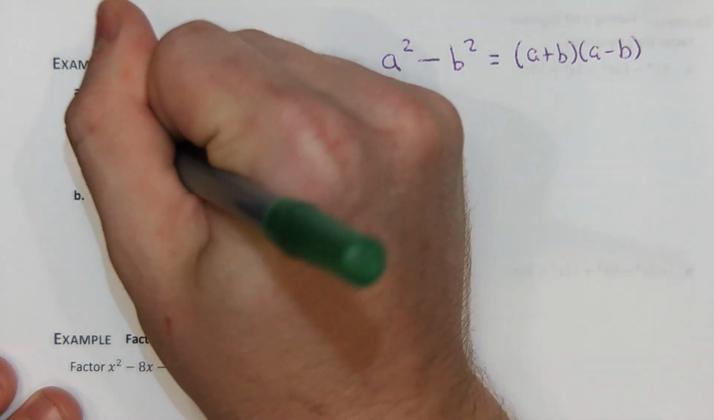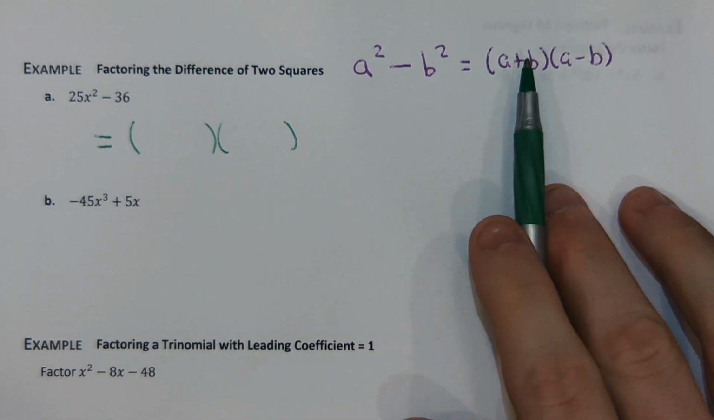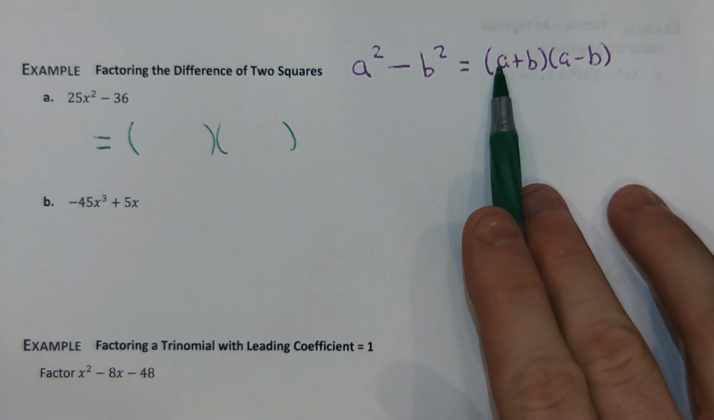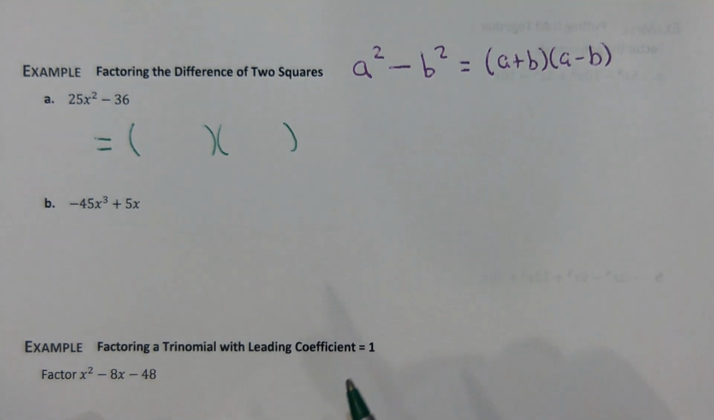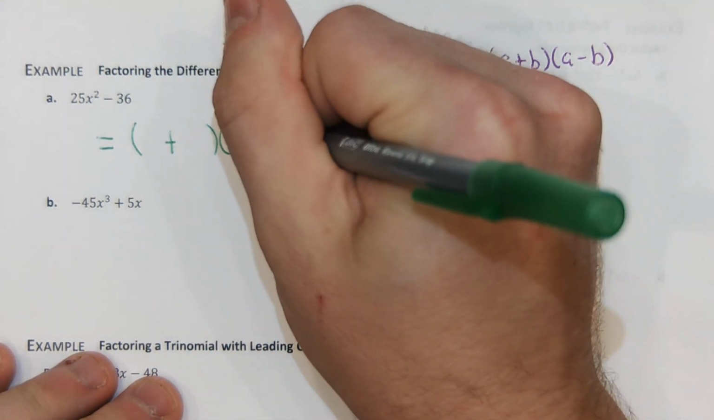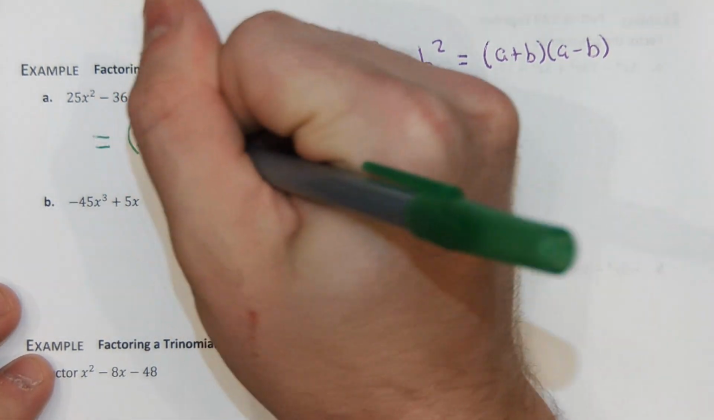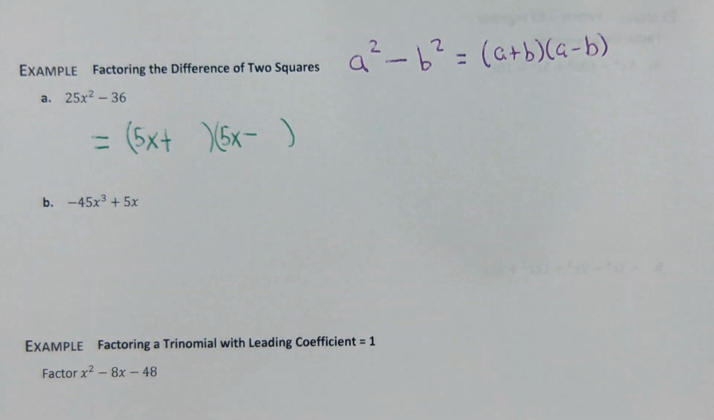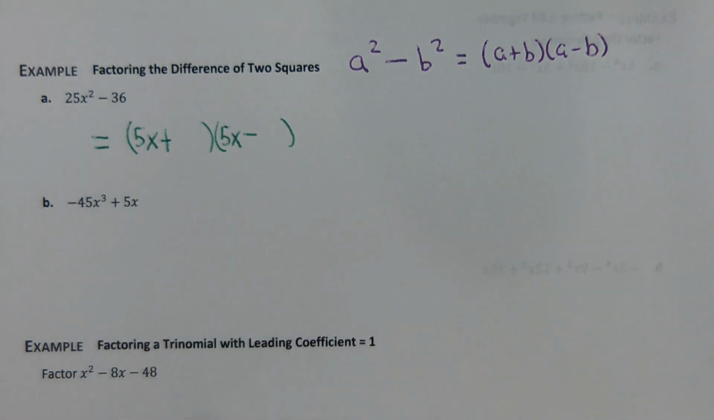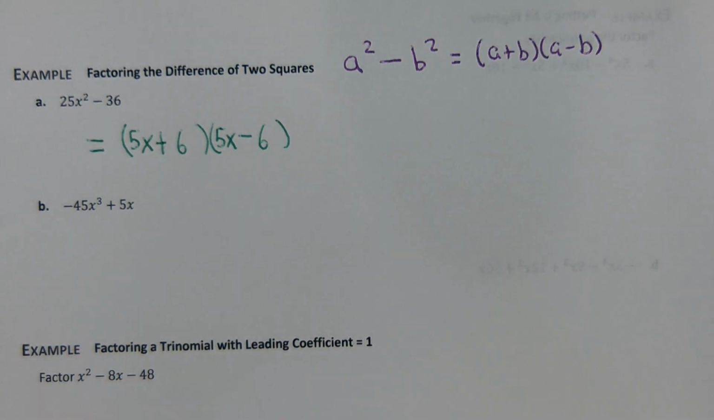So we can jump directly to our 2 sets of parentheses and just realize what you have is square root of the front, square root of the back. One gets a plus, one gets a minus. The order that you put your 2 parentheses doesn't matter. So the square root of 25 is 5, and the square root of x squared is x. Like that. 5 and x, 5 and x. The square root of 36 is 6. And that's it. It's done. Ta-da!